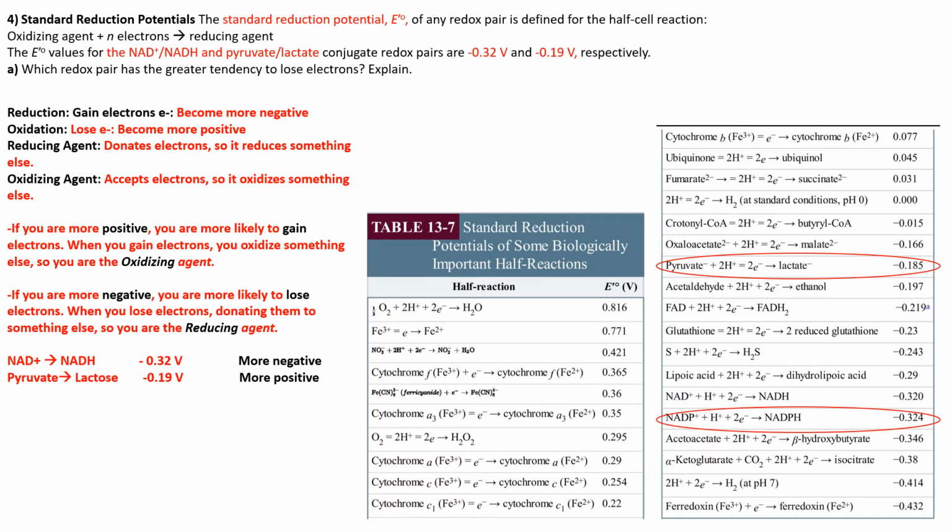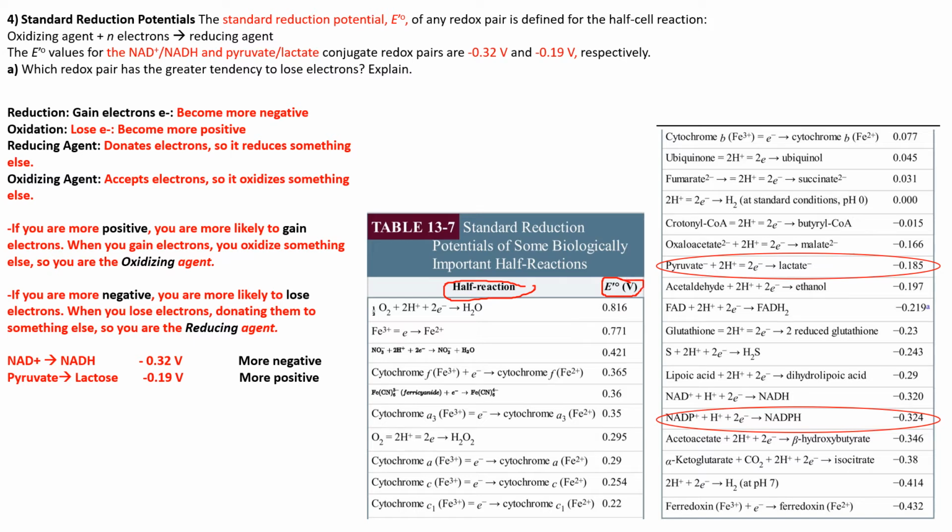Okay, for problem number 4, you're going to be using table 13-7 from your book, so I went ahead and put it in here. Standard reduction potentials of some biologically important half reactions. So here you have the reaction, the half reaction, and then you have the standard reduction potential in volts.